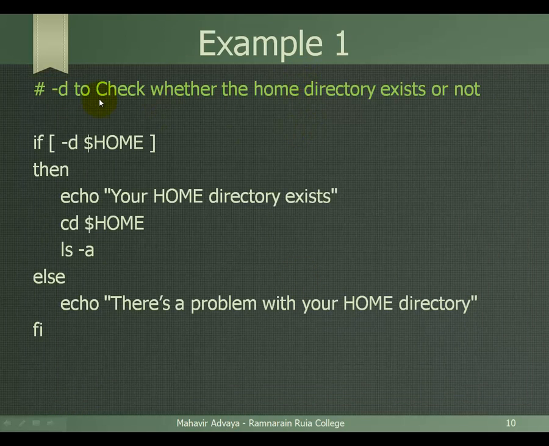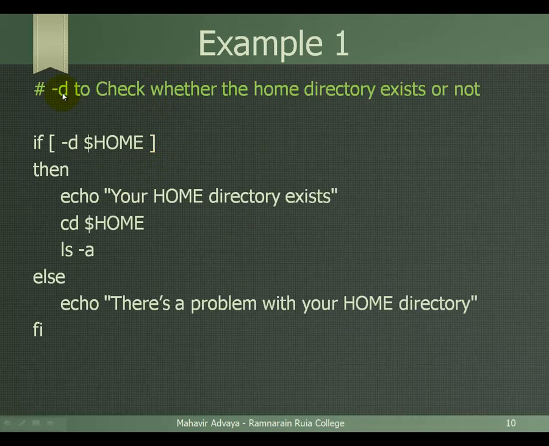So this is example one where we are checking whether the home directory exists or not. So -d $home. If the directory is available, then it will display the directory exists, or it will display there is some problem with the directory. Now the $home carries the directory information or the directory name of the user who is currently logged in. So if the user is not logged in, it will not display the value.